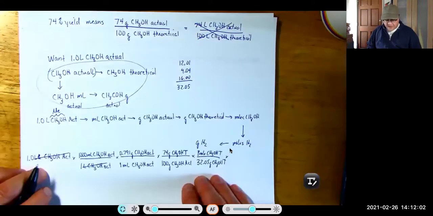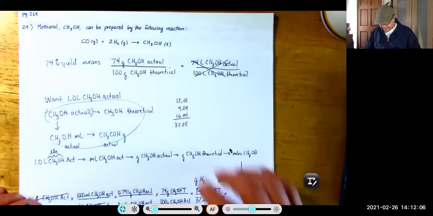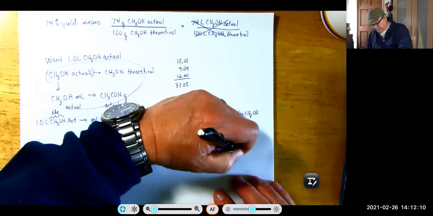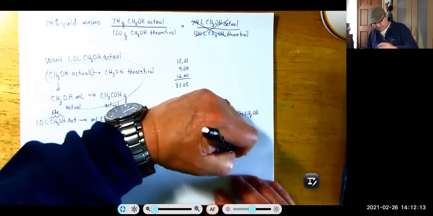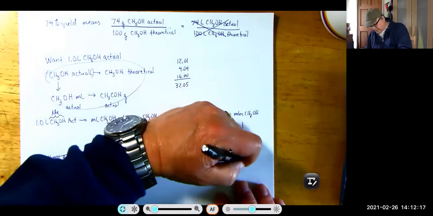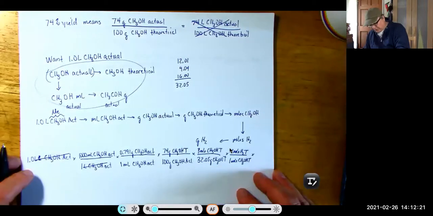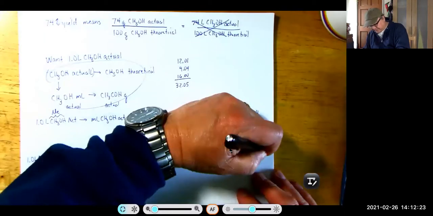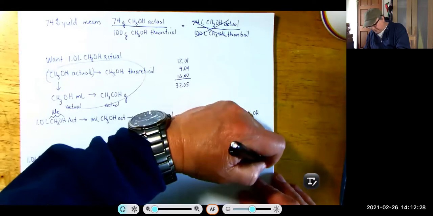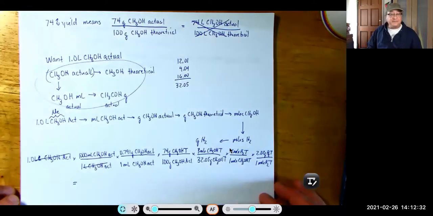And then from the balanced reaction, we have a ratio of 1 methanol to 2 hydrogen. So 2 moles of H2 theoretical to 1 mole of methanol theoretical. And then hydrogen is 2.02 grams per 1 mole. So it's really tiny here, but I got it all written.